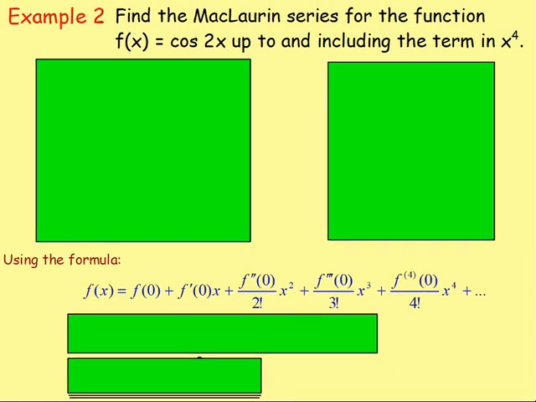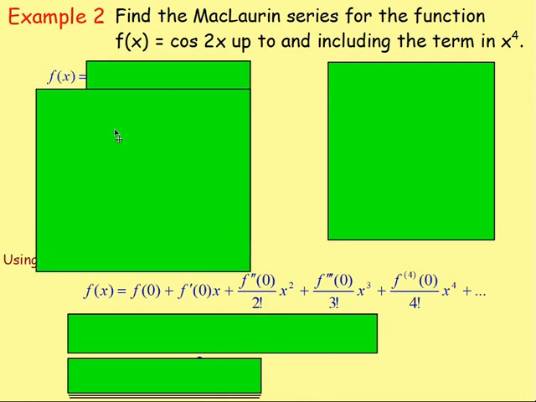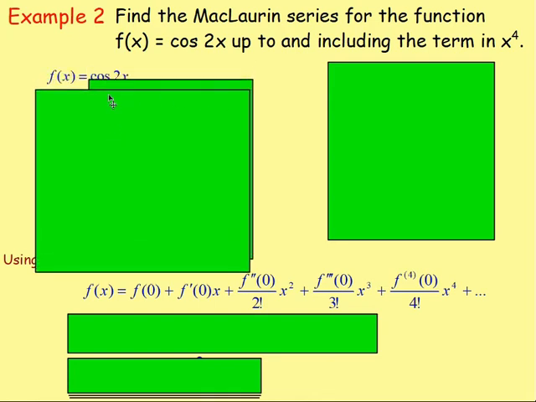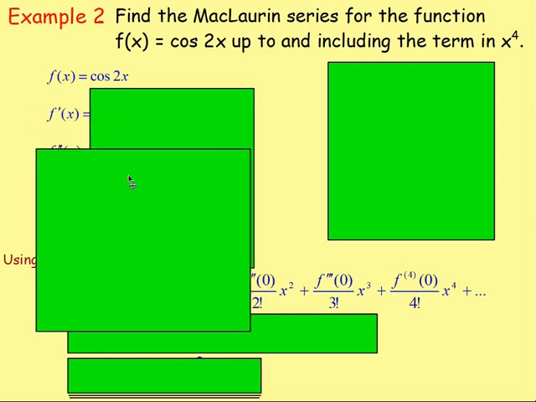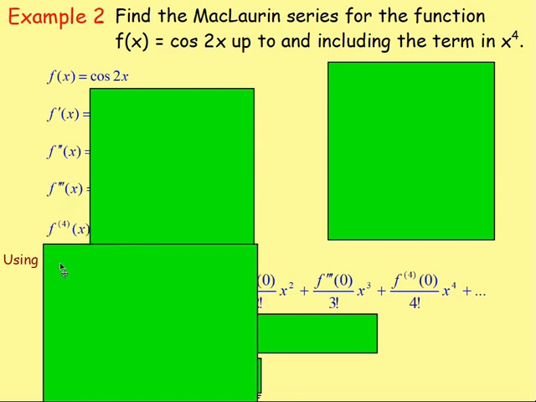Example 2. Find the MacLaurin series for the function f of x equals cos 2x up to and including the term, once again, in x to the power of 4. So to do this, again, we are starting with our f of x. f of x is cos 2x. If we're wanting the term in x to the power of 4, we're going to have to go through and differentiate. So we want to work out f dash x, f double dash x, and so on.